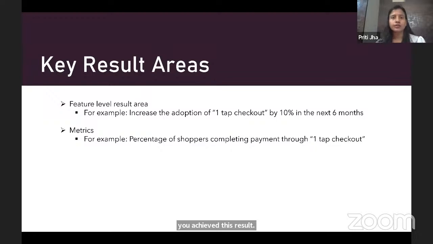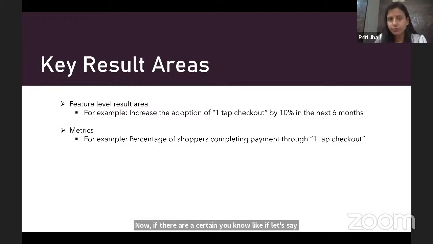Especially in a lot of B2C organizations, you would be tracking these product metrics on a daily basis. Even in one of the B2C organizations that I worked in, I remember tracking these metrics on a weekly basis and sending out the report to the who's who of the company, including the top management. So, for example, one of the metrics can be the percentage of shoppers who completed payment through the one-tap checkout button.